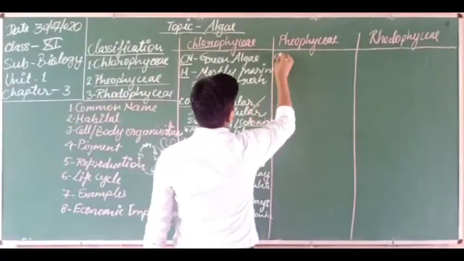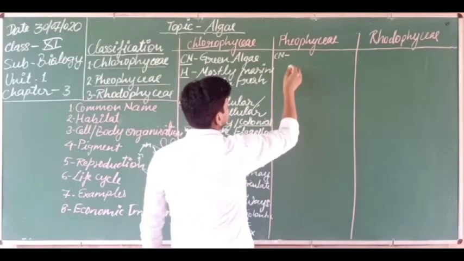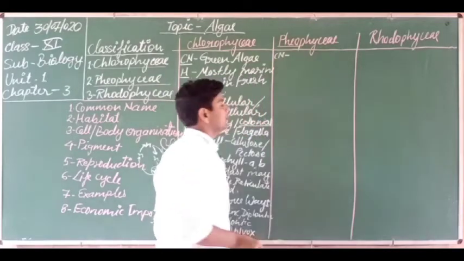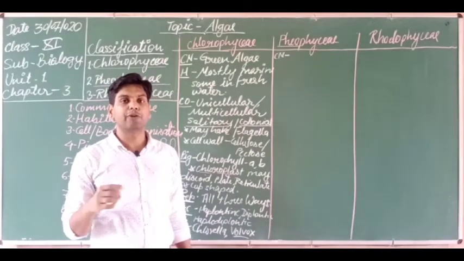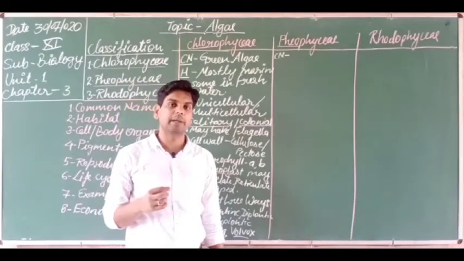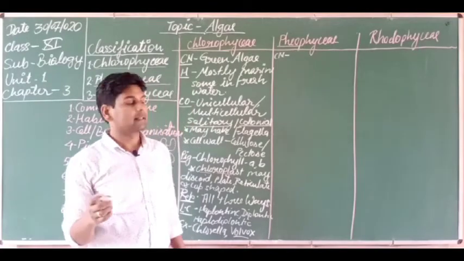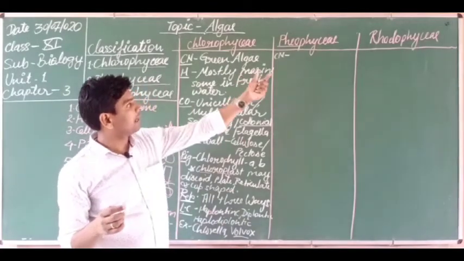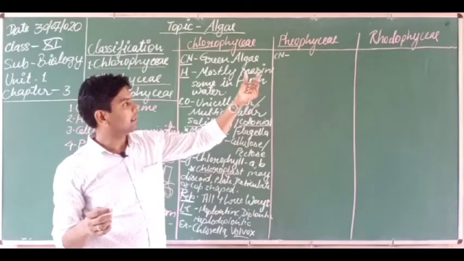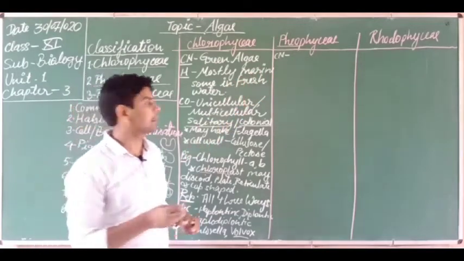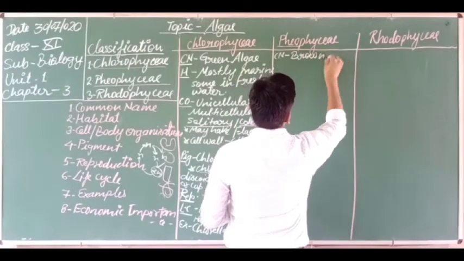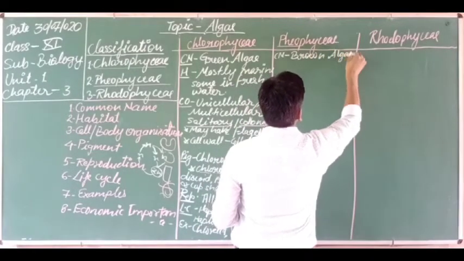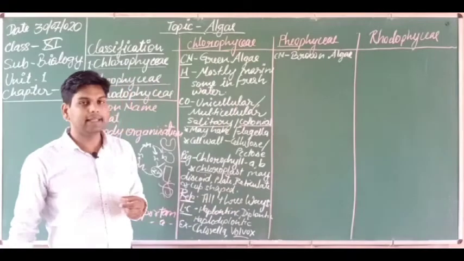This is the common name. What is the common name of Phaeophyceae? Phaeo is the term. It came from phaeophytin. Phaeophytin is a colorful pigment which is brown in color. That is why Phaeophyceae means this category of algae is known as the brown algae. So the common name is brown algae.